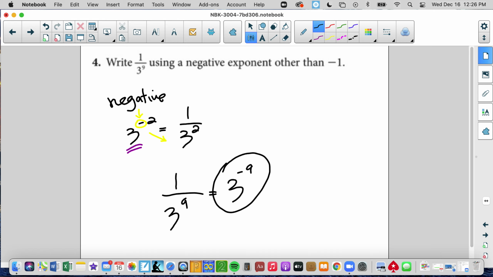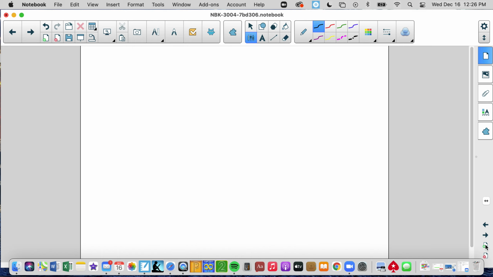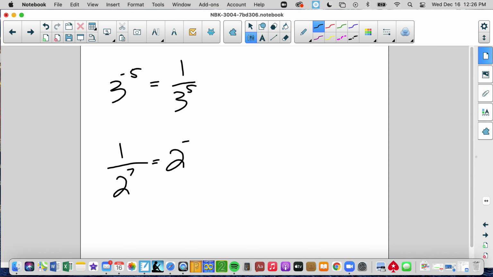So if we needed to write that as a negative exponent, we would write that as 3 to the negative 9. Let's look at another example. If I have 3 to the negative 5, what does that equal? Yeah, 1 over 3 to the 5th. If I have 1 over 2 to the 7th, what does that equal? Yes, 2 to the negative 7.